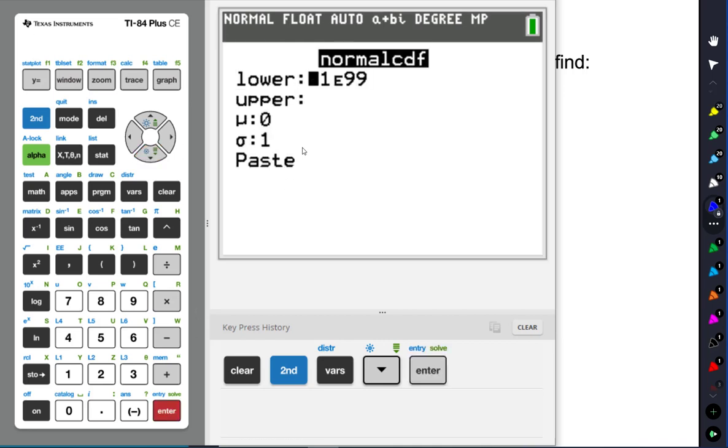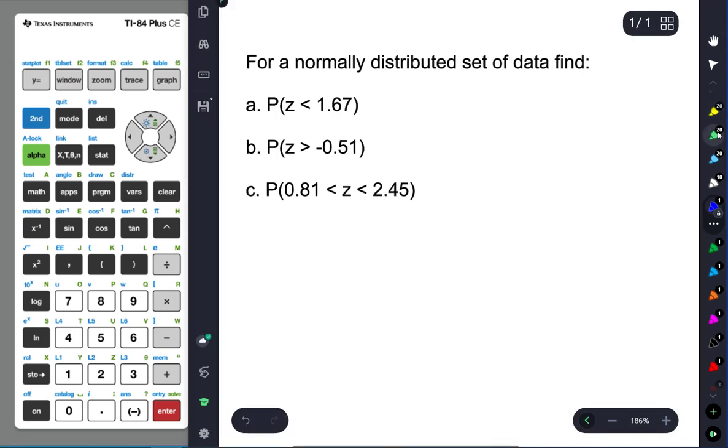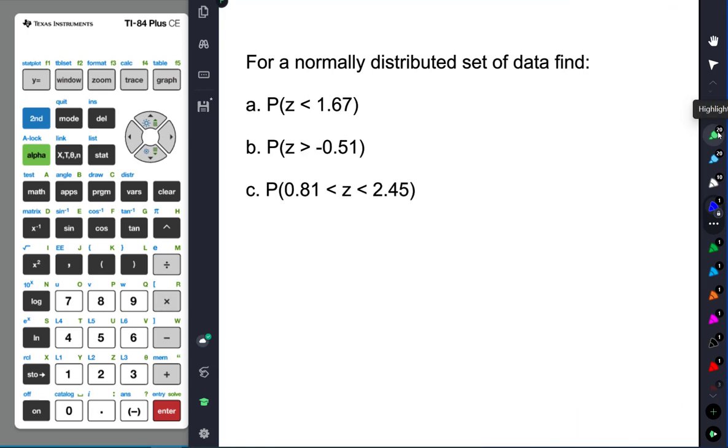When you press enter, it's going to bring up a menu here, and it allows you to give 4 different inputs: a lower bound, an upper bound, a mean, and a standard deviation. Now here's the thing. So here's an example problem. The probability that z is less than 1.67.